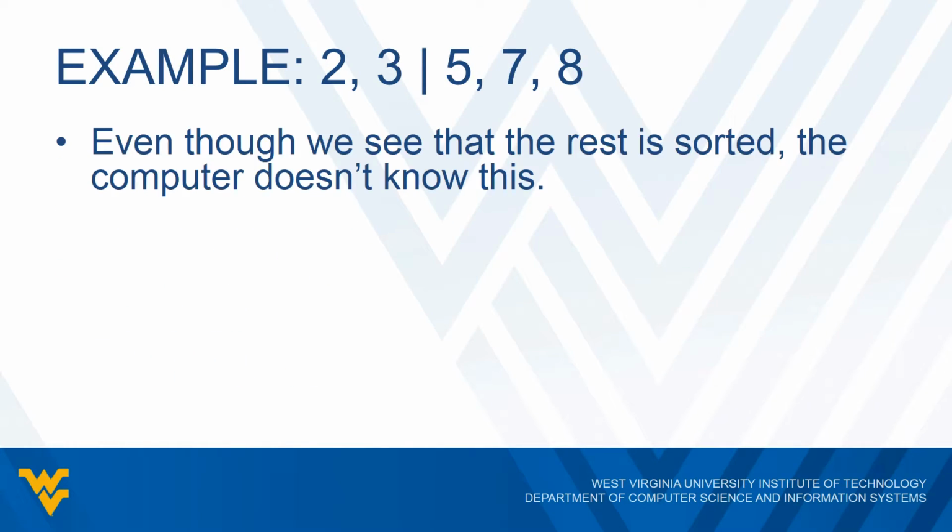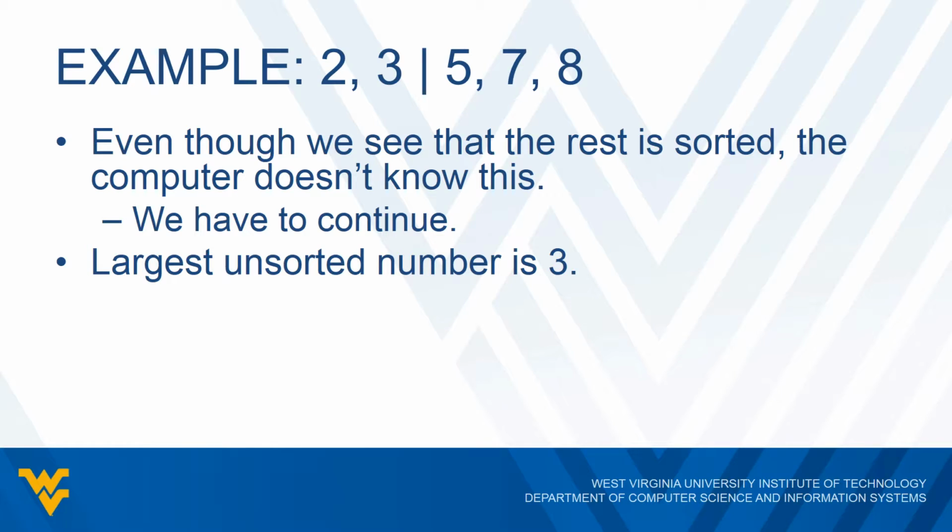Now, at this point, we can see that the list is sorted. So, if we were just looking at it, we could say, all right, we're done. We don't need to do anything else. But the computer doesn't know that. It doesn't see right away that 2 and 3 are technically sorted. It still sees 2 and 3 as the unsorted portion. So we still have to continue with our algorithm, even though we technically already have the sorted list.